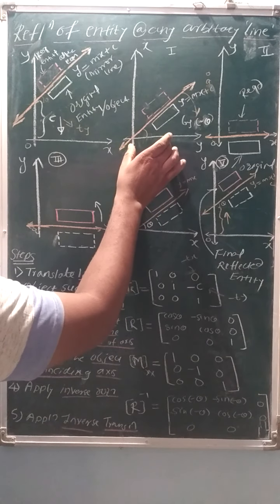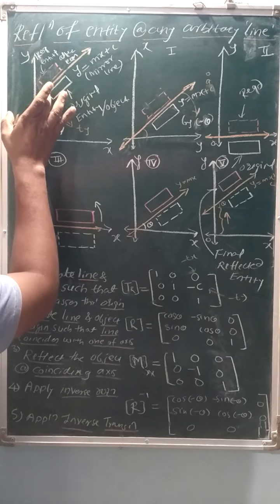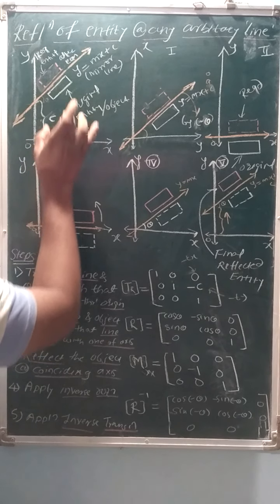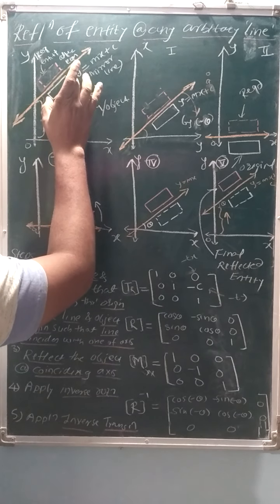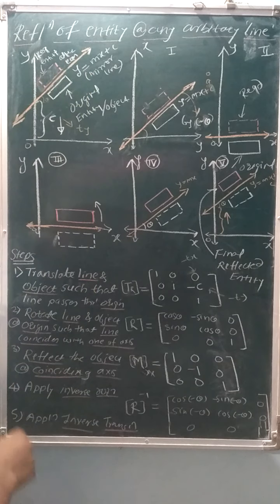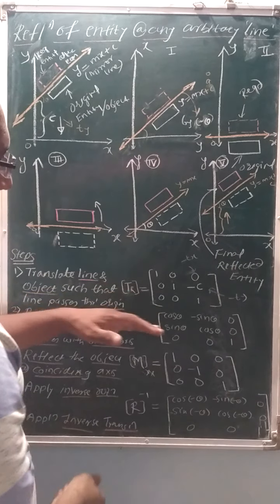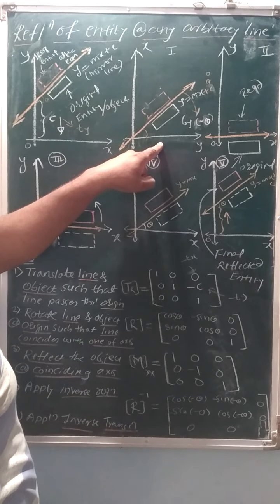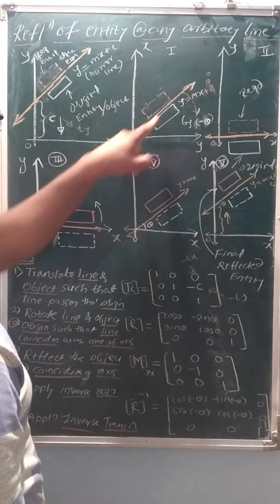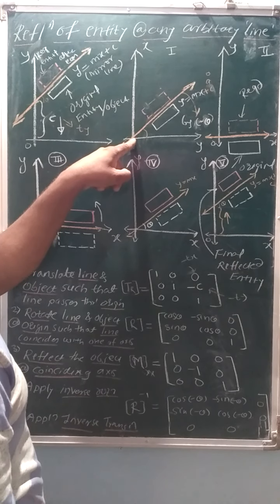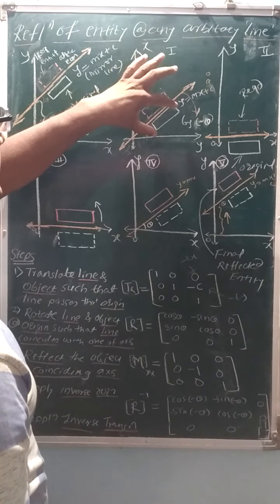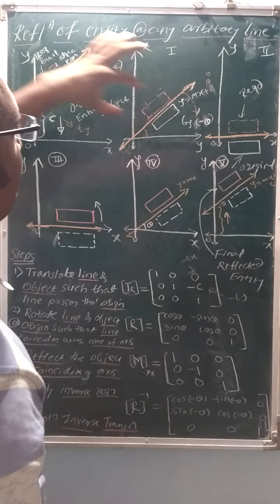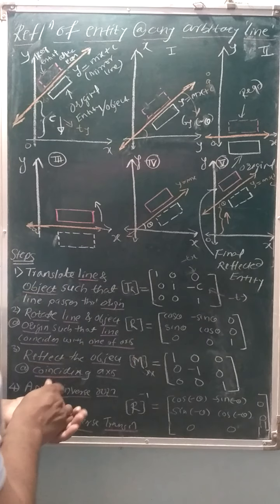Now this is the first step, which means we have translated this line from this point to this point. We are translating the entity along with the line. When the first step is achieved, you will get this particular diagram where the line passes through the origin, and this image is also translated from this position to this position. So this is the first step.